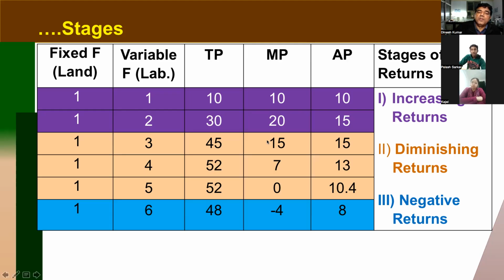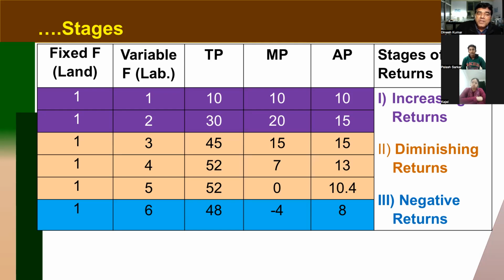Any issue, no issue. So you can see every time you are increasing 1 labor, but the change is not proportionate. If I increased it to 2, it should have become 20. It could have been 20, but it became 30, whereas it should not have happened like this.